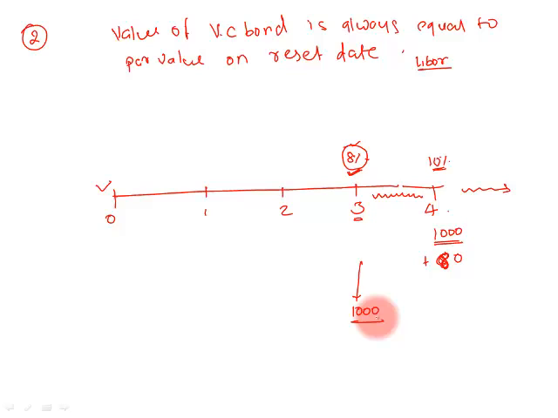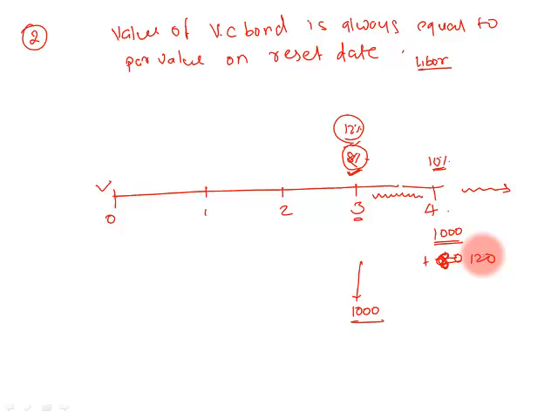So the value of the bond in the market at the end of year 3 is going to be 1000. Let's say this is not 8, this is 12. Then how much would this cash flow be? 120. So 1120 discounted at the rate of 12%. What is the value? 1000 again.